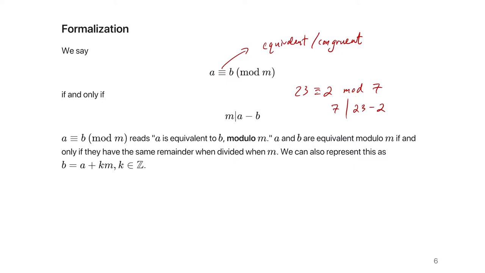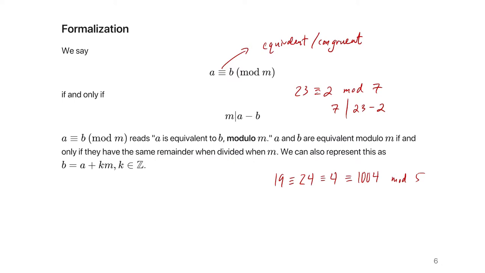Is that clear? As another example, modulo 5, we can say 19 is equivalent to 24, which is equivalent to 4, which is equivalent to 1,004. Okay? Because all of these numbers, when you divide them by 5, you get the same remainder, 4. So they're all equivalent modulo 5. Is that clear? Any questions with this? Okay.